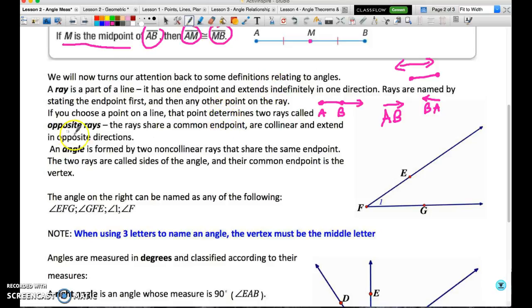Okay, opposite rays: these are rays that share a common endpoint, they are collinear, and they extend in opposite directions.